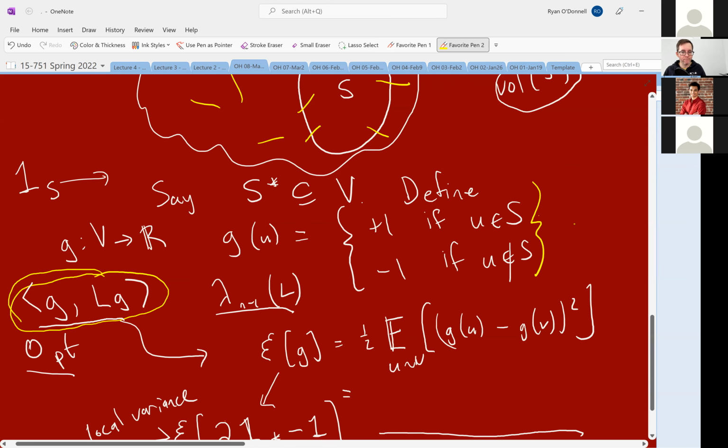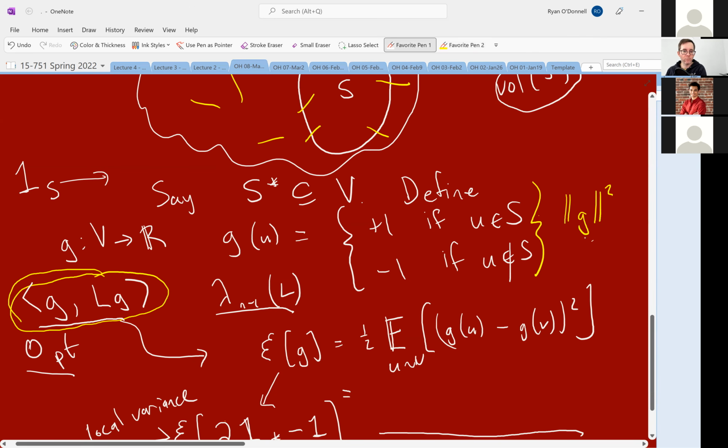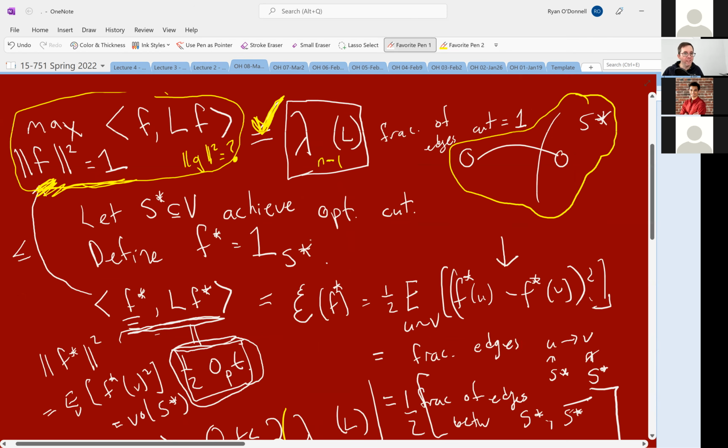Right. So I guess it would be 2 times, sorry, 4 times the volume of S. 4 times the volume of S. It's also the square of the expectation of x squared, which is always 1. Oh yeah, that's right. Okay, let's assume you can finish 7A.